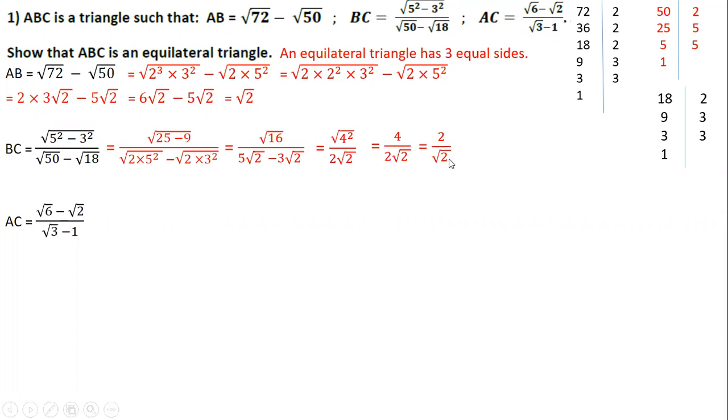Bravo, rationalize. Because in the denominator we have radical 2, we should rationalize this fraction. So we multiply by radical 2 over radical 2. We get 2 radical 2 over radical 2 squared, which is 2. So if you look, the answer of AB is radical 2. The answer of BC is radical 2. They are equal to each other. Now let us see the answer of AC. Can we simplify 6?